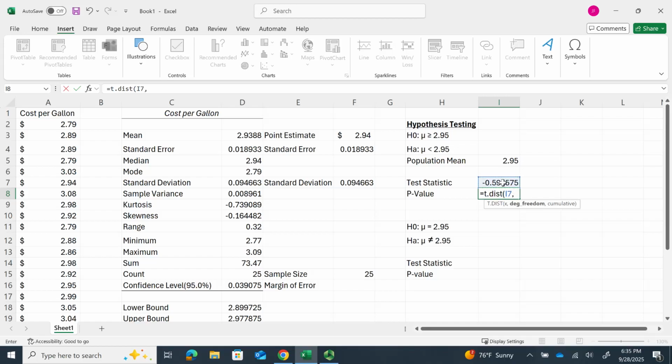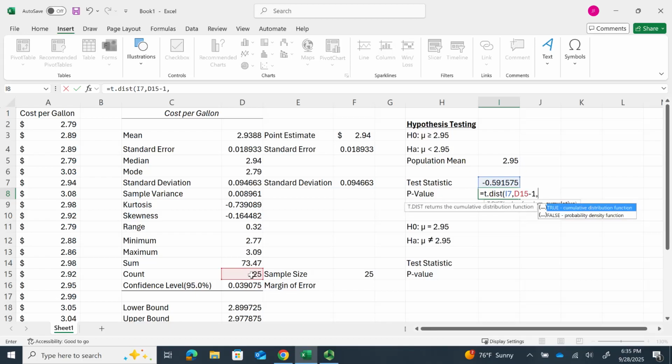And then I have to separate that with a comma. And then the next thing I'm going to have to do is give it the degrees of freedom. So I have my sample size right here, and I could just simply click on that and then say -1. So it's pulling that value in D15, -1. Our degrees of freedom are n-1.